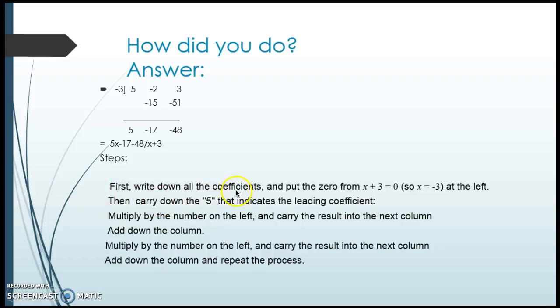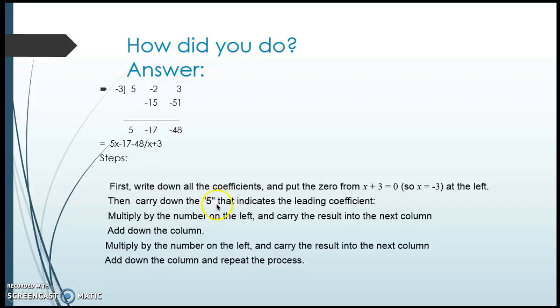First, write down all the coefficients. As you can see, these are the coefficients right here in the top row. Put the 0 from x plus 3 equals 0, so that x equals negative 3, at the left. Here's the negative 3, which came from our previous equation on the last slide. X plus 3 turned into a negative 3.